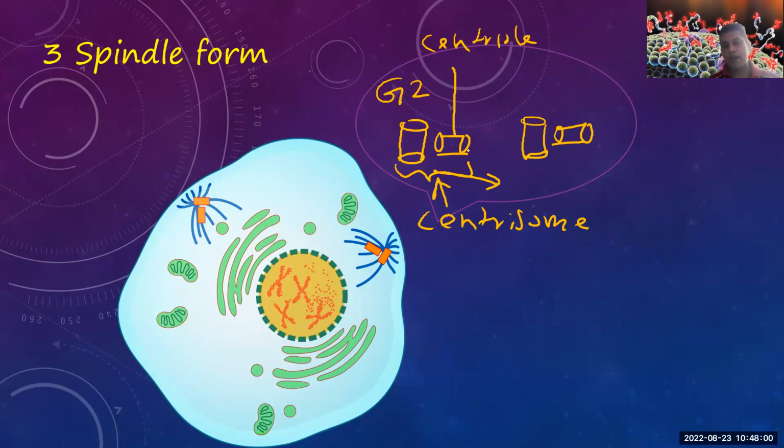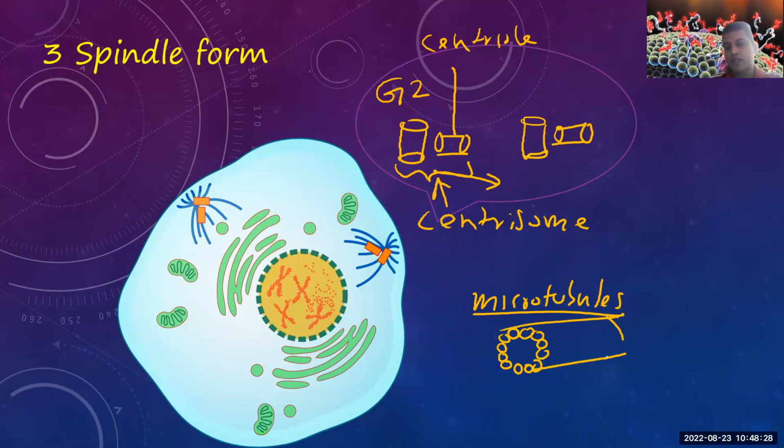Okay, if we go back and try to understand the structure of the centriole, it is made out of tubulin protein, microtubules, right? So tubulin proteins like this, 13 tubulin proteins joined together to make these microtubules.